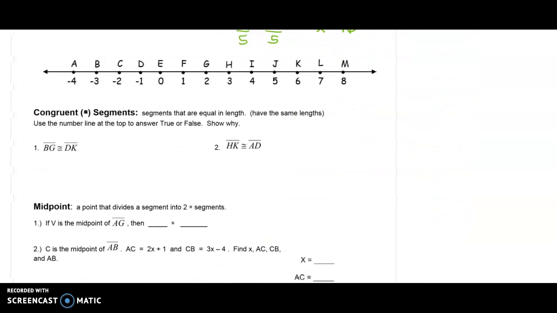The last piece we need to talk about is congruent segments. And that little symbol got a little chopped up there, but the congruency symbol, remember, is the equal sign with the little squiggle on top. And congruent segments are segments that are equal in length. So they have to have the same length.